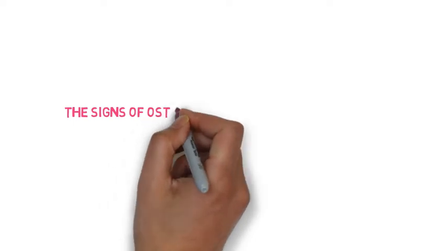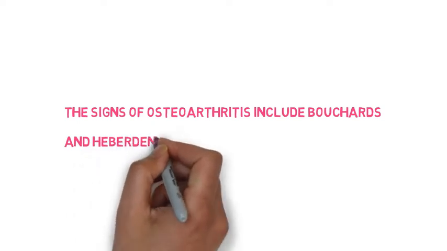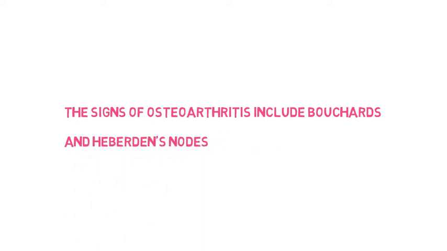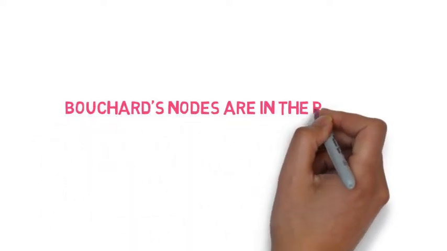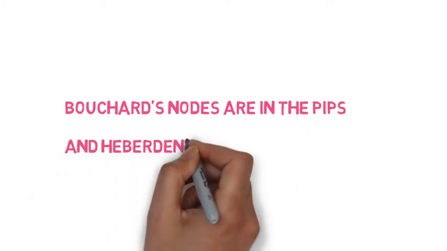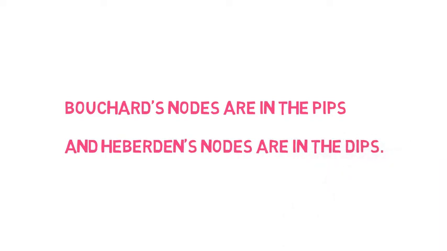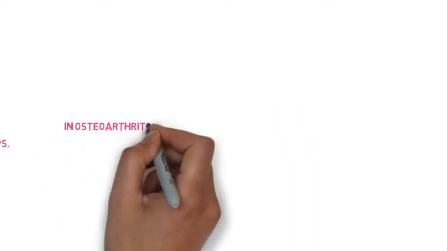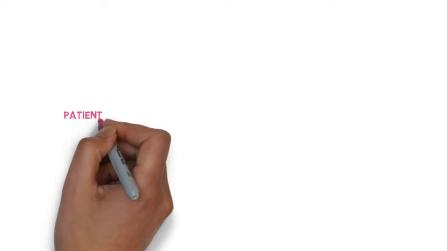So what are the signs of osteoarthritis? Well, the signs include Bouchard's and Heberden's nodes, and Bouchard's nodes are in the PIPs and Heberden's in the DIPs, and this can be remembered by thinking alphabetically. B comes before H, so therefore the Bouchard's nodes are in the PIPs and the Heberden's are in the DIPs. And in osteoarthritis, DIPs tend to be more commonly affected than the PIPs.